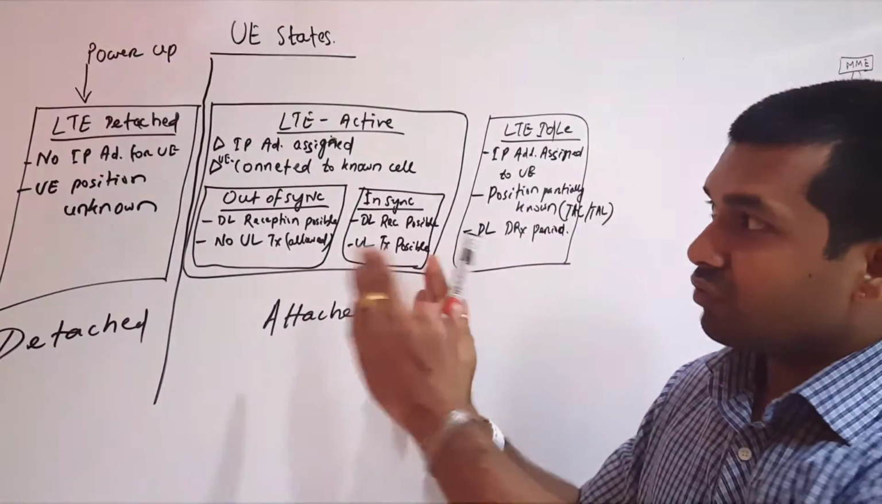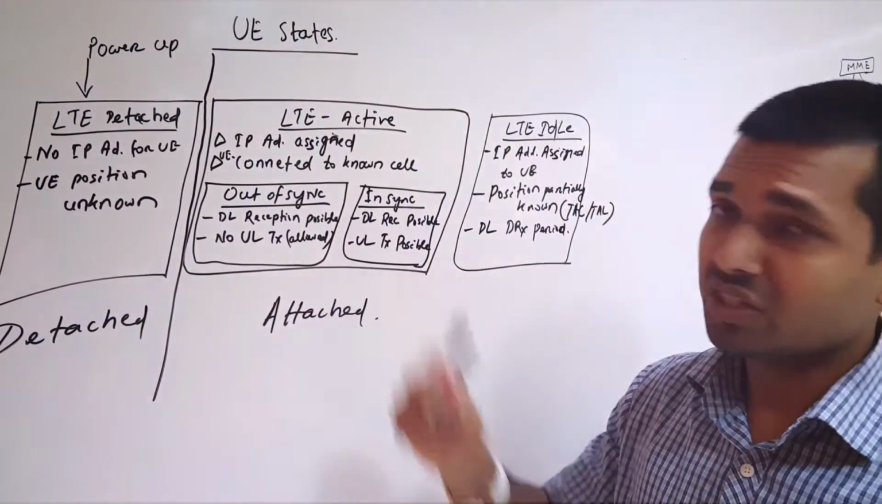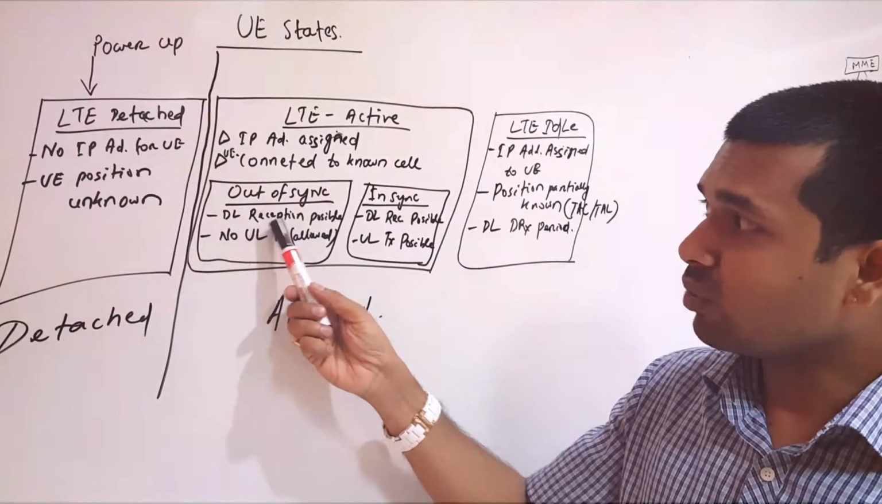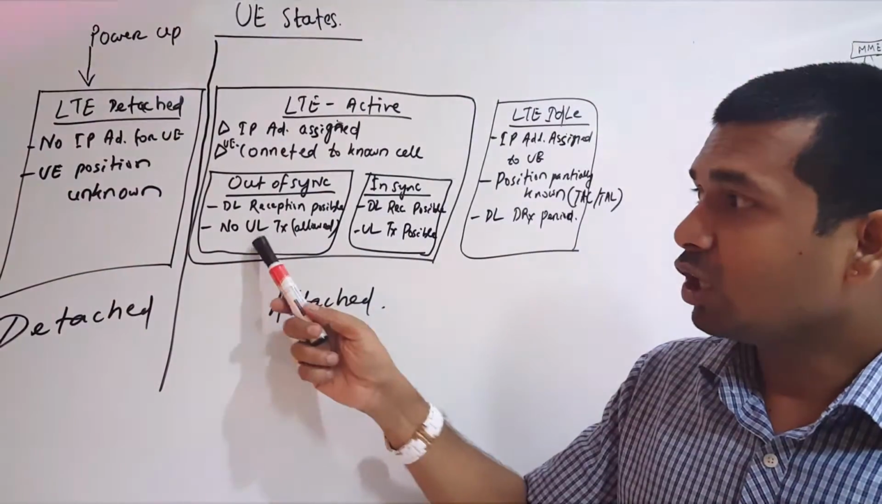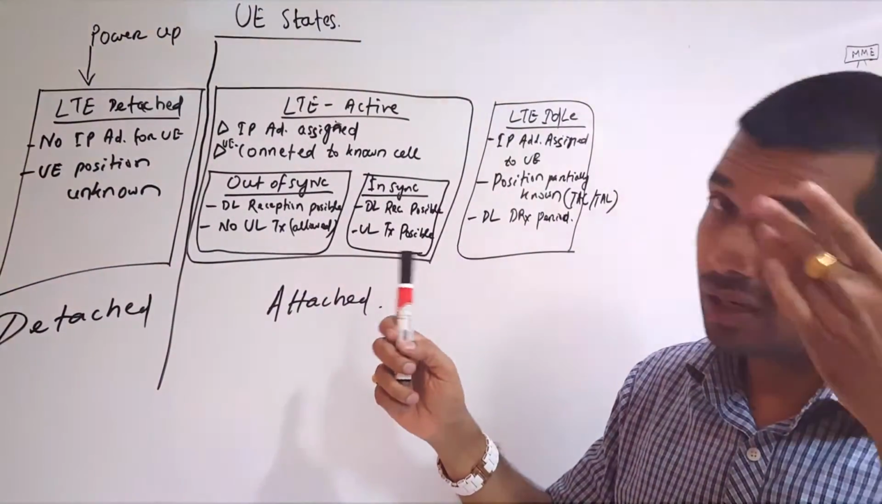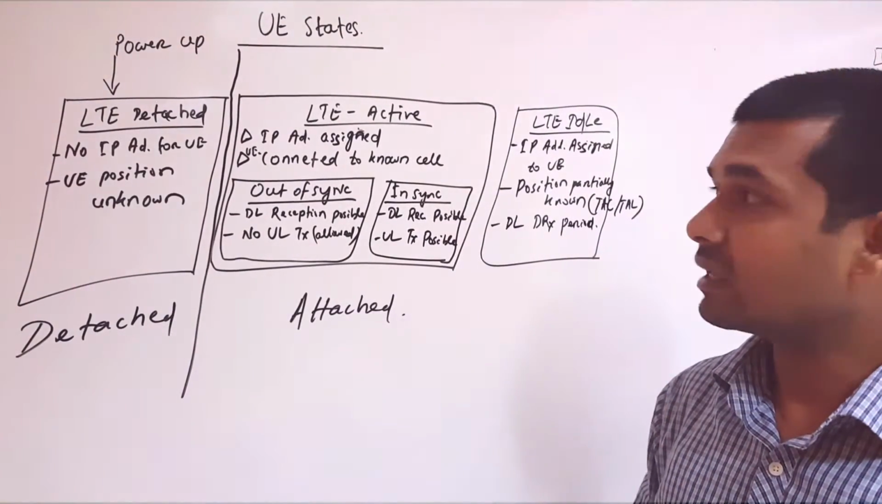Then we have two different states here when in connected mode, out of sync and in sync. In out of sync, the downlink reception is possible, meaning we are transmitting something from the eNodeB. No uplink transmission is allowed, because when you are transmitting in the downlink, you are just receiving that.